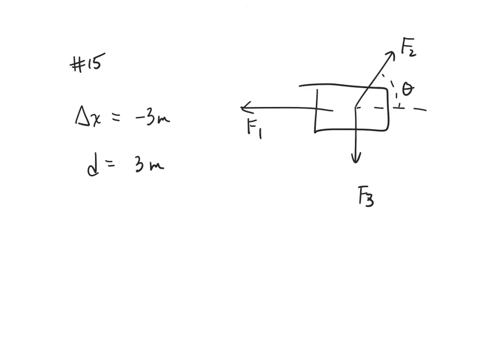We're told that the forces are given as the following. F1 is 5 newtons. F3 is 3 newtons. F2 is 9 newtons. And theta is 60 degrees. So part A says, during the displacement, what is the net work on the trunk by the three forces? What is the net work?